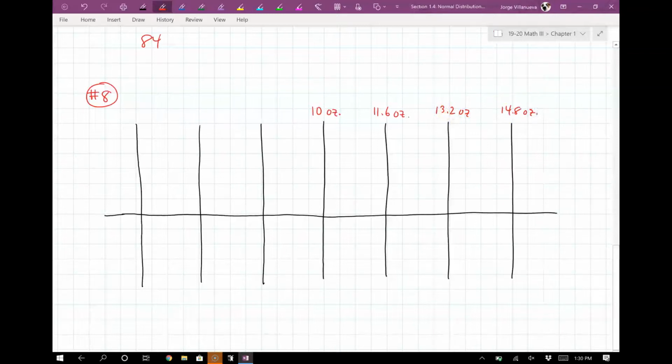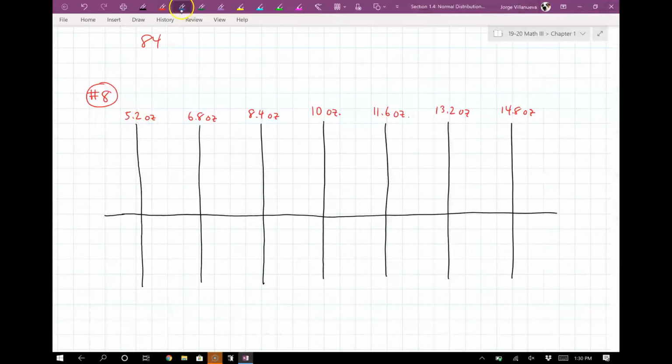Now, to go backwards, we're just going to subtract, right? So we'll subtract 10 minus 1.6, that's 8.4 ounces. Okay, subtract it again. So that's 6.8 ounces. And then if you subtract it again, you get 5.2 ounces. I mean, that's really the hard part to this.